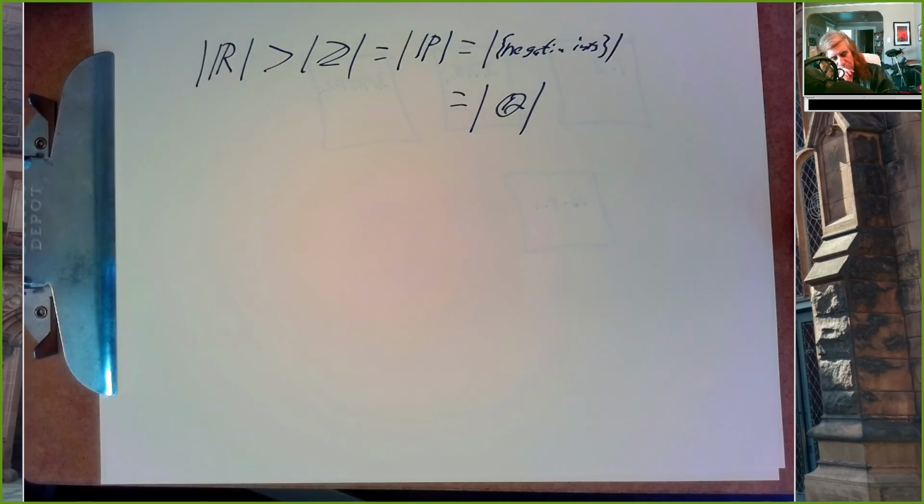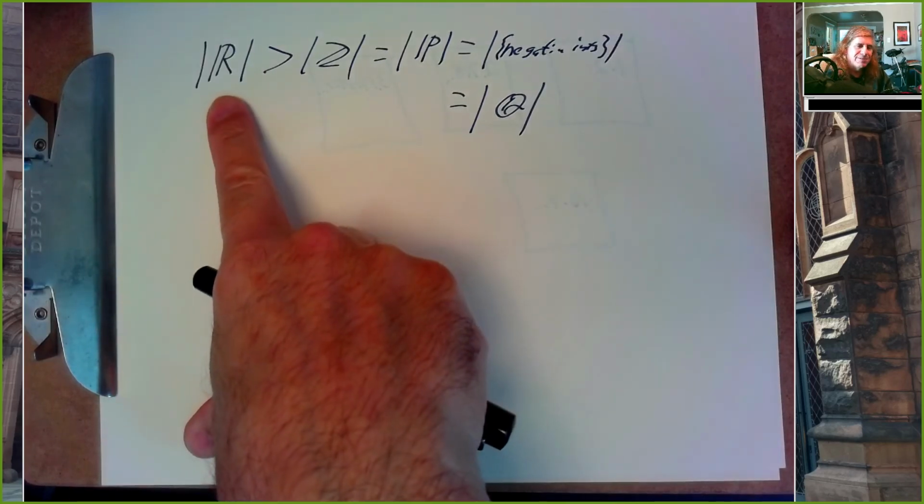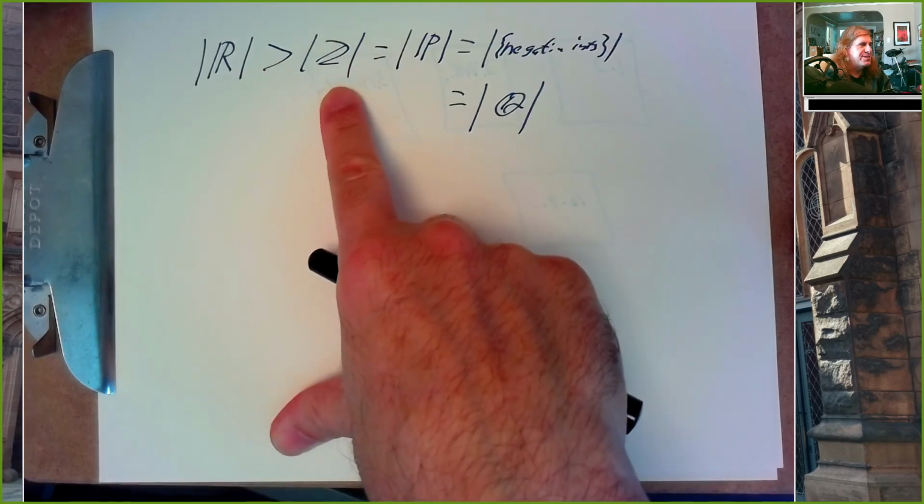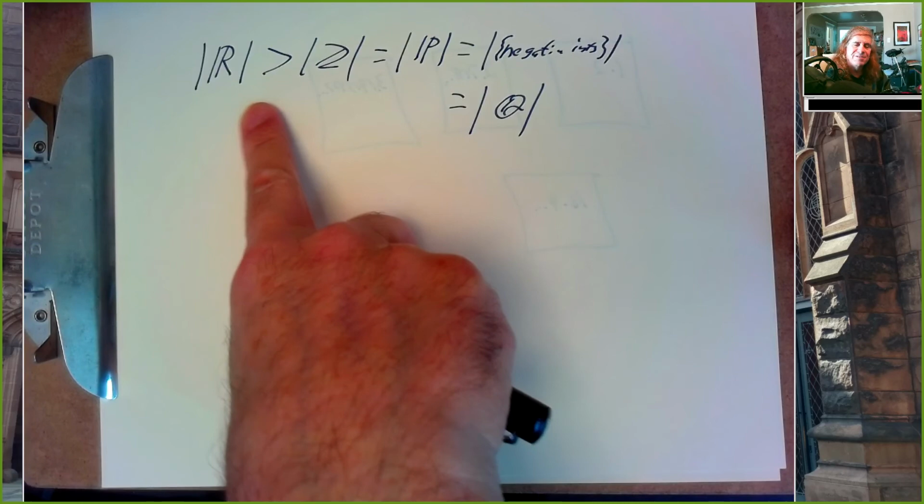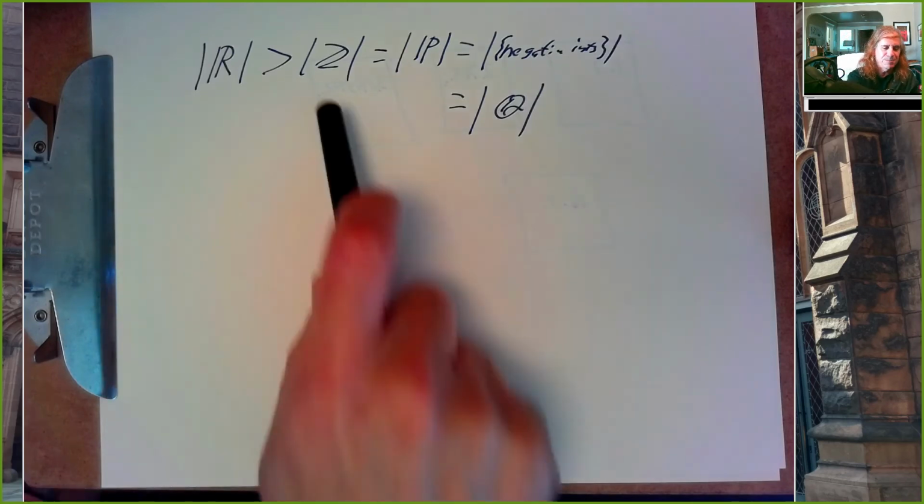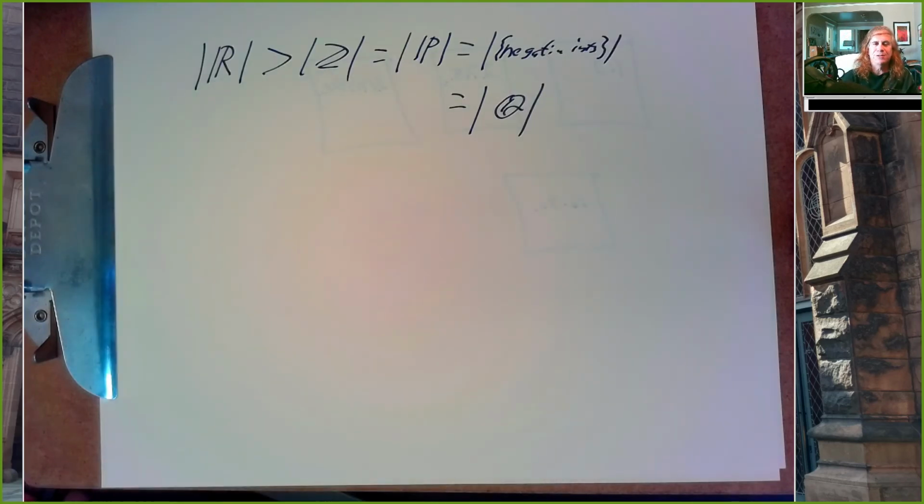But we can prove pretty easily that there are fundamentally more real numbers than there are integers, in the sense that it's a bigger version of infinity. And what that means is we cannot find a one-to-one correspondence between integers and reals.